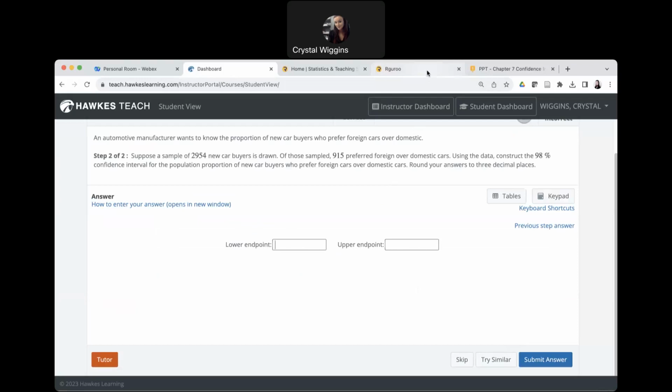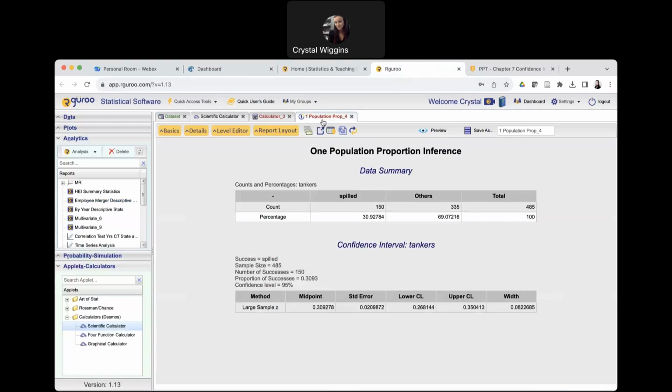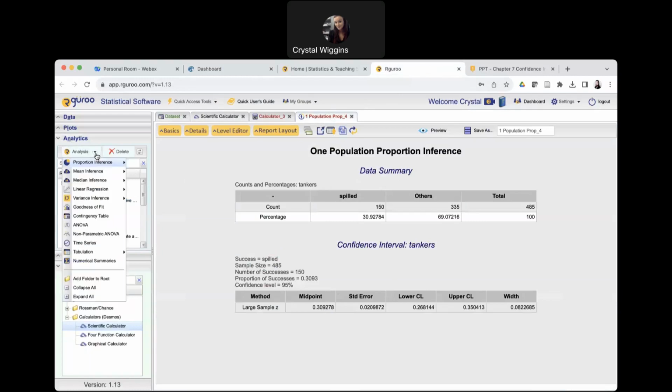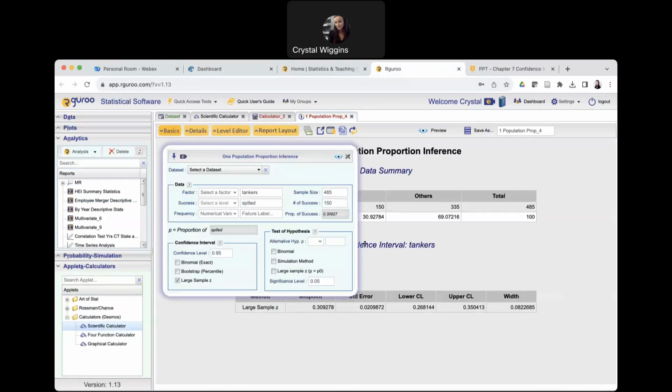Okay, so I am going to head over to Rguroo to my population proportion calculator. Notice I'm still in the report of spilled tankers. In order to open up the calculator again, you could come back to analytics, analysis, and open up a fresh calculator. In fact, many of you may prefer to do that because you don't have to delete things out and be afraid that you don't delete enough out. But if you want to stay within one tab, you can just click your basics button. It opens up the calculator that you use to create this report, but you will have to replace all the numbers. So it's up to you whether you're comfortable with making sure you change everything out and don't leave anything there from the last problem.